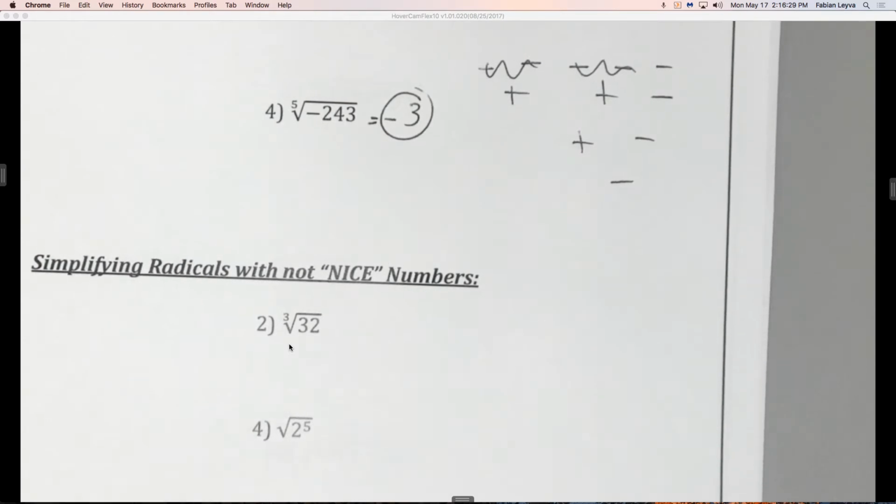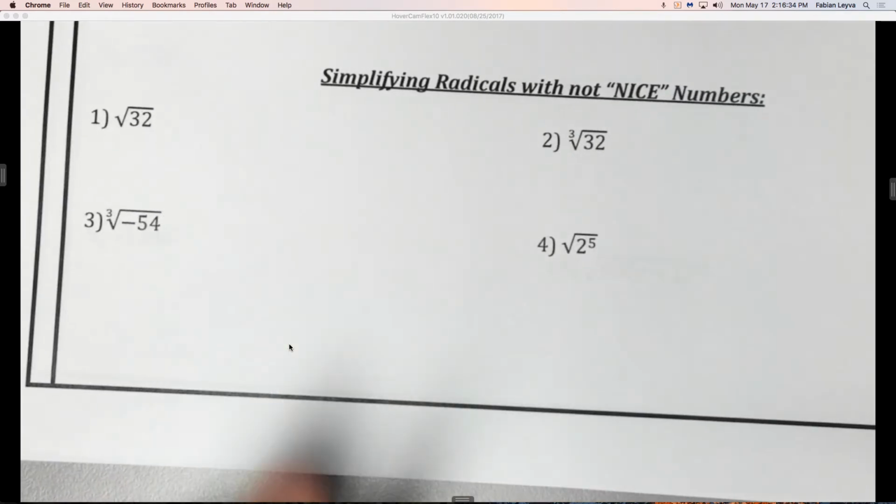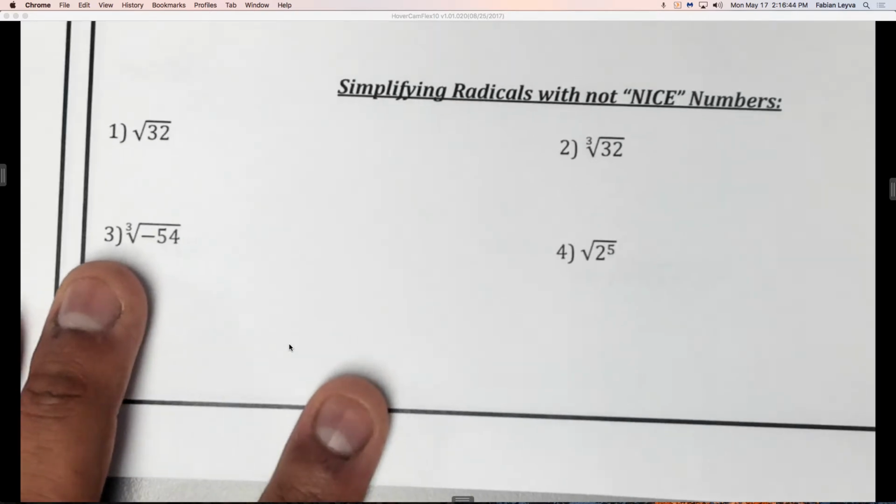All right, are you guys tired with the basics? Are you guys ready to up it a little bit? All right, so what do you guys notice about these that were not true about all the other ones?